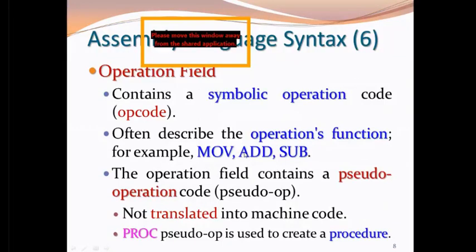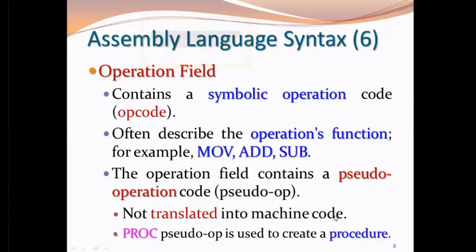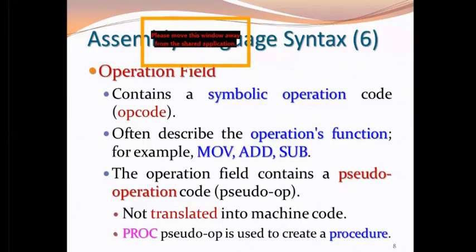So now you know that opcodes need to be converted into the machine code, right? Move, add, subtraction. But a pseudo opcode doesn't need to be translated into the machine code. It is always giving the direction to the assembler, like procedure, right? So the assembler simply can understand what procedure means, just to create a procedure. And definitely you have to give the name for the procedure, and the assembler works according to that. So that is the difference between the opcode and pseudo opcode.